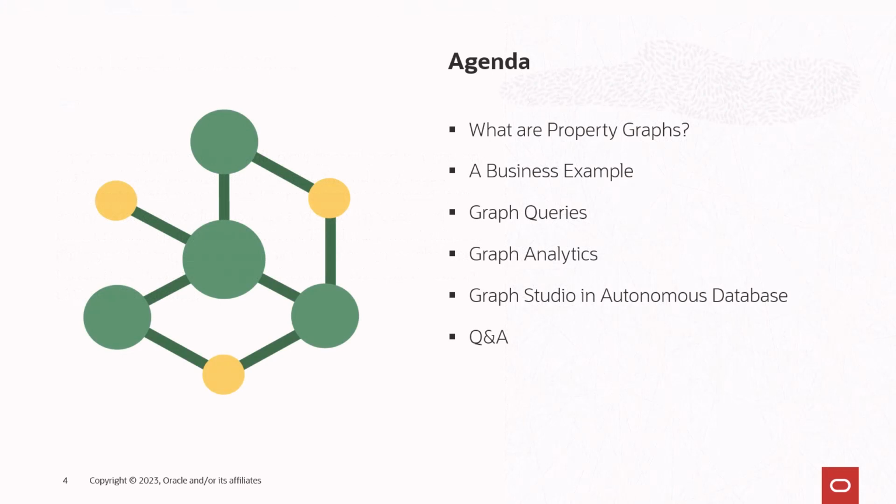Here is our agenda. First, we'll explain what property graphs are. Then we'll review a business example that will make things hopefully more clear. We'll then examine how we can query a graph with this new SQL/PGQ syntax. And we'll also discuss the data mining analytics algorithms that we can run against such a graph. We will also discuss what is Graph Studio, which is a specific part in autonomous database dedicated to the handling of such graphs.